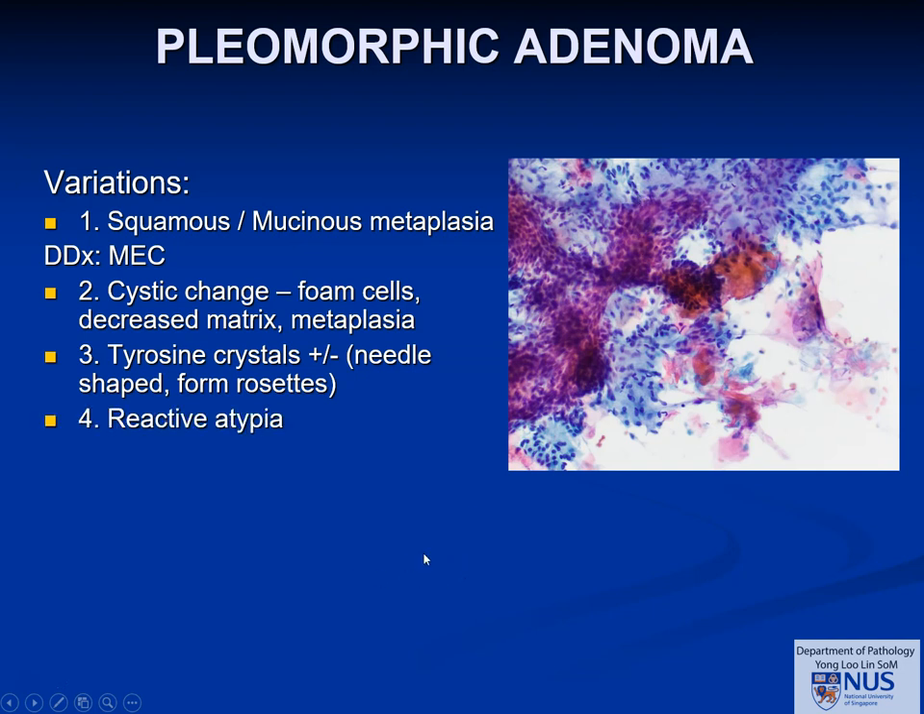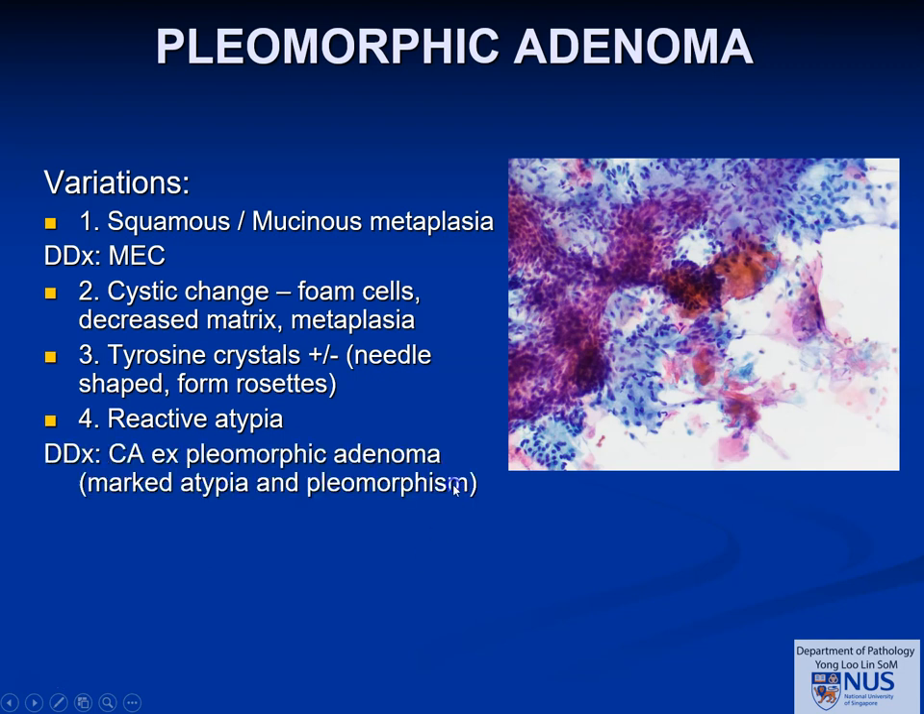So some degree of reactive atypia may be present, and you have to give a little bit of leeway for this. However, of course, the differential diagnosis is carcinoma ex pleomorphic adenoma, where you should see pretty marked or severe nuclear pleomorphism or atypia, and the presence of atypical mitotic figures also helps. And again, clinical correlation, if possible, of an enlarging mass or a recurrent mass.